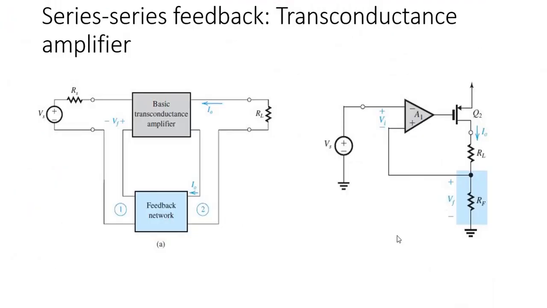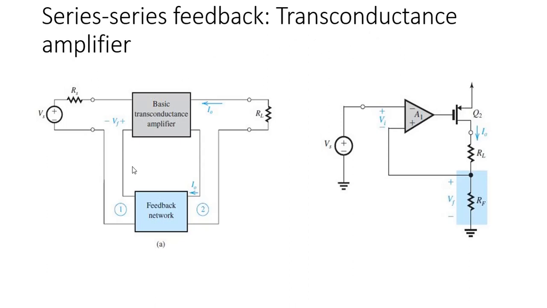Welcome to the second half of Module 2, Part 2. In the first half of Part 2, we have seen the two feedback topologies, that is, voltage amplifier and current amplifier. Next, we will see the series-shunt... the series feedback topology. It is also called the transconductance amplifier.